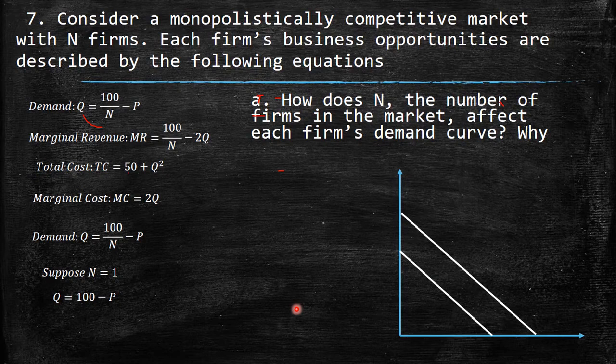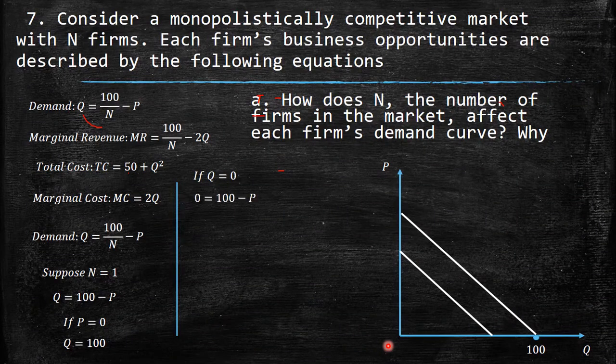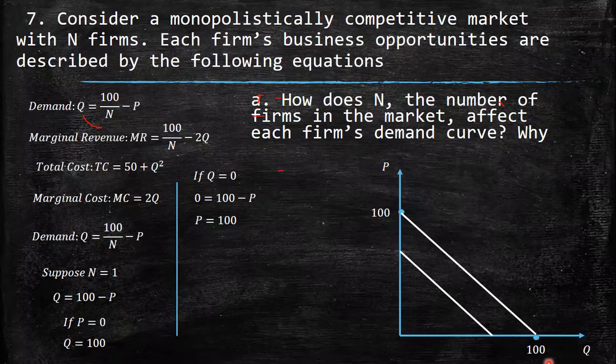I'm going to draft it that way. So if n is equal to 1, first imagine that p is equal to 0, the price is 0. Then the quantity should be 100, so this point should be 100. And then imagine that q is equal to 0. Then it should be 0 equal to 100 minus p. You collect p and you have p equal to 100. So this is the representation of the demand curve in the case when there is one firm present in the market. Suppose n equal to 2.